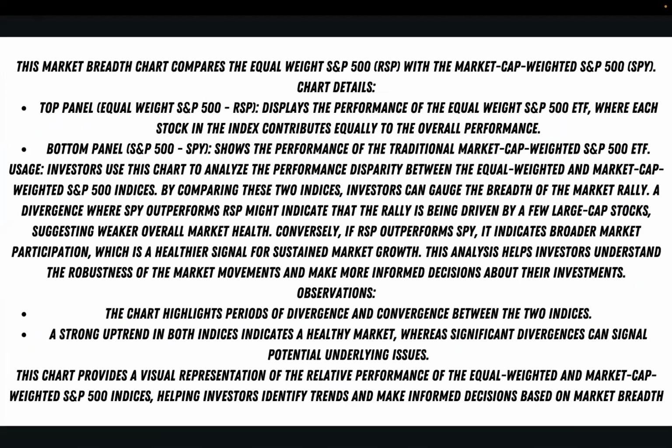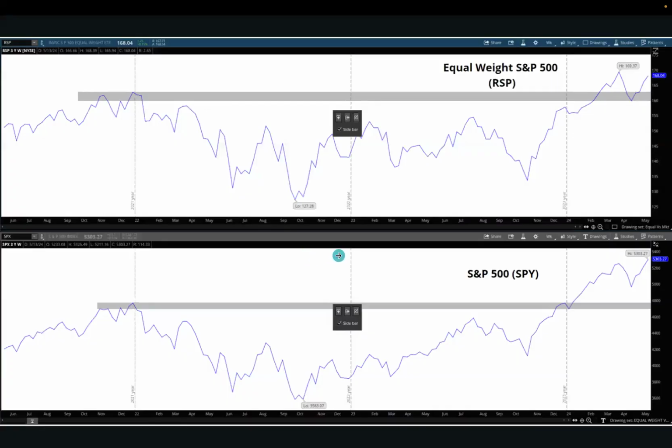Now, investors use this chart to analyze the performance disparity between the equal weighted and market cap weighted S&P 500 indices. By comparing these two, investors can gauge the breadth of a market rally. A divergence where SPY outperforms RSP might indicate that the rally is being driven by a few large cap stocks, suggesting weaker overall market health. Now, conversely, if the RSP outperforms the SPY, it indicates broader market participation, which is a healthier signal for sustained market growth. This analysis helps investors understand the robustness of the market movements and make more informed decisions about their investments. Now, let's go ahead and take a look at this chart here.